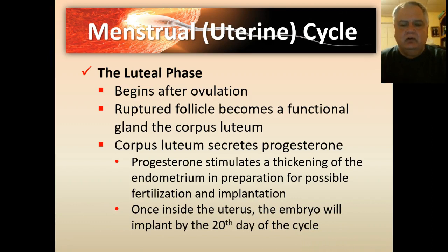Once inside the uterus, the embryo will implant by the 20th day of the menstrual cycle. I say egg, but it's actually a blastocyst at this point. If the egg is fertilized and forms a blastocyst, by the 20th day it will have traveled into the uterus and attach to the endometrium, the thick, plush inner wall of the uterus.